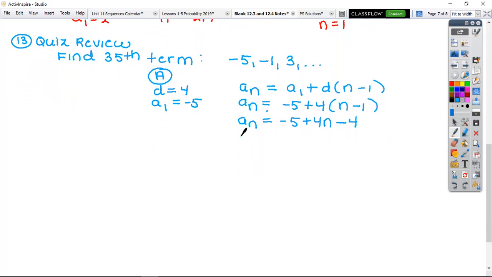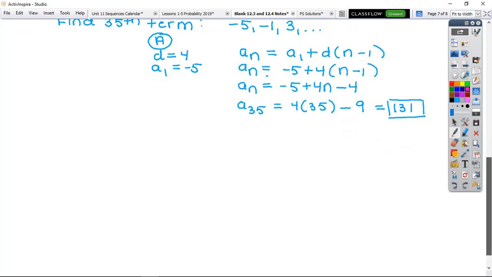and then plug in the 35. So I'm going to have a sub 35 equal to, this would become 4 times 35. And then the -5 and the -4 becomes -9. All right, I'll save you the work. It becomes 131. So answer 131. How do we feel on the first? Pretty good? I figured. All right, so how about something like this then?